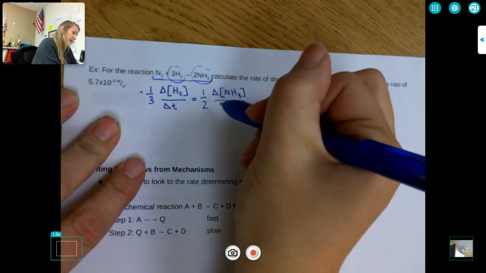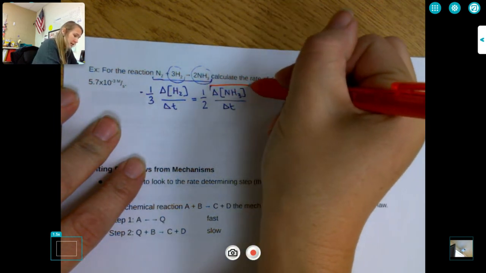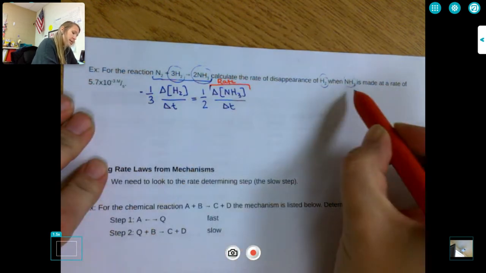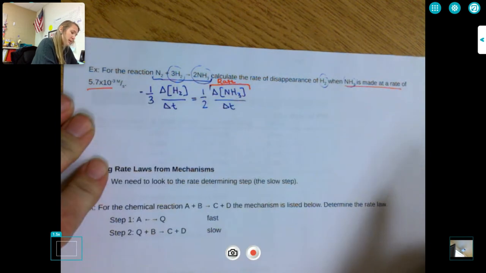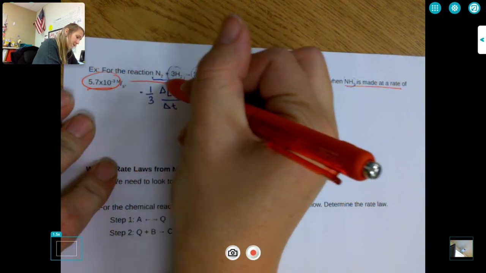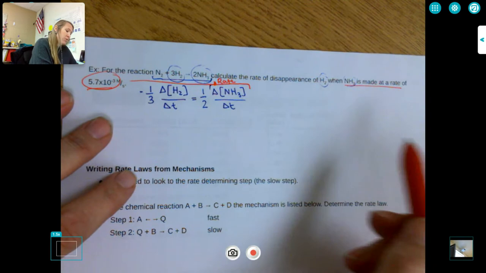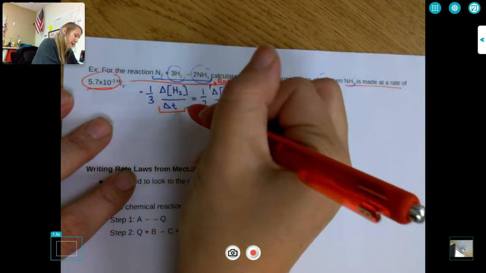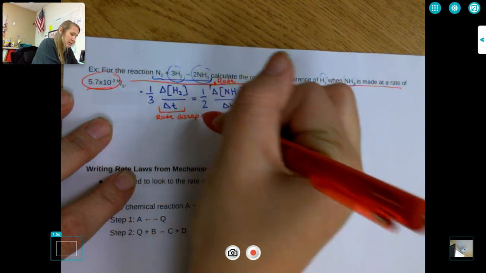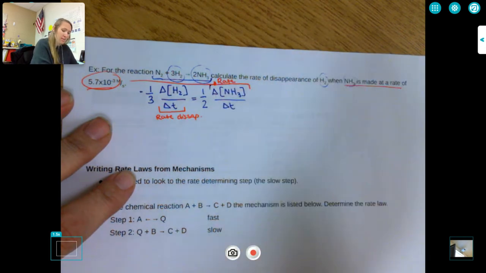Okay. We said this, in a different color, is our rate of production. So if we're told that NH3 is made at a rate of 5.7 times 10 to the negative 3, this number is my rate. So that goes here. I'm looking for the rate of disappearance. That is this, my rate of disappearance. This is the rate of it decreasing, and this is the rate of it being made.